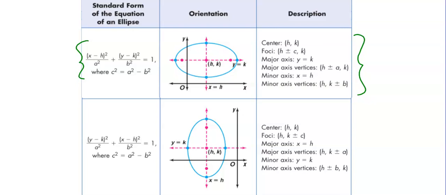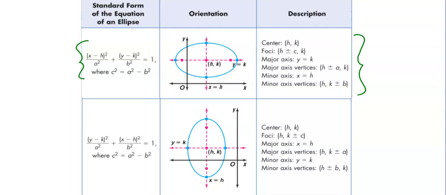So if we are dealing with a horizontal ellipse, center is going to be at H, K, foci are going to be at H plus and minus C, and K. So there's going to be two different points there, obviously H plus C, K, and then H minus C, K. Major axis, we don't really care too much about that one, but it'll always be at Y equals K. Major axis vertices are going to be at H plus and minus A, K. 2 points obviously there again. Minor axis at X equals H, and then I'll quit reading from there, you can read the rest.